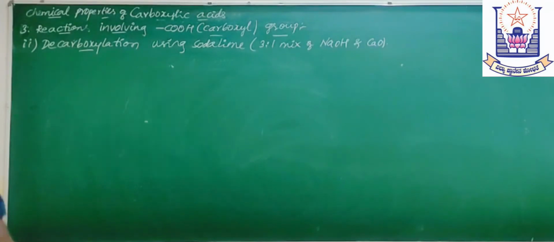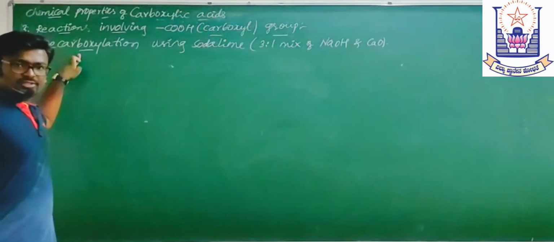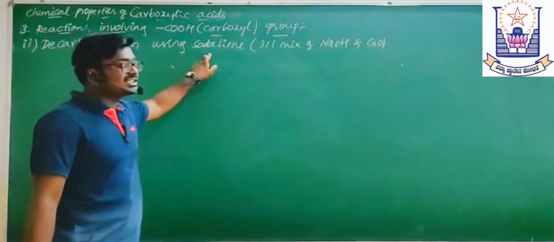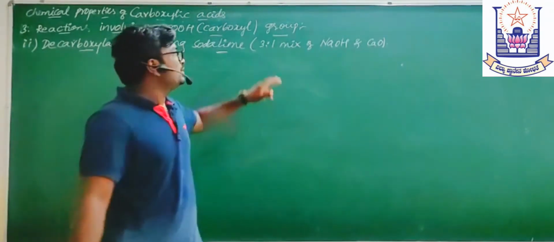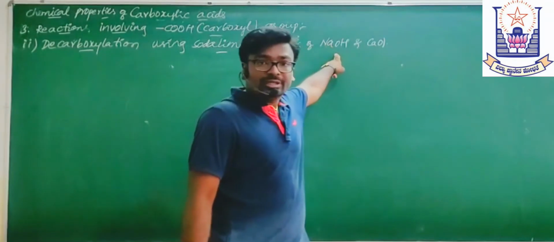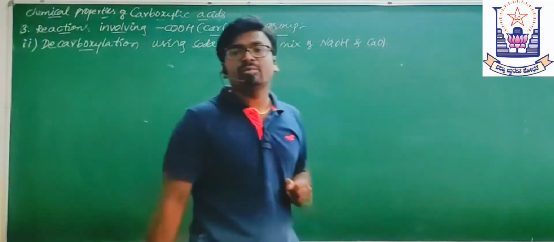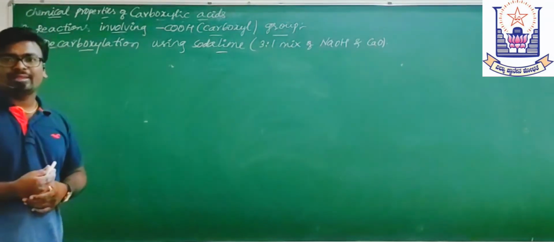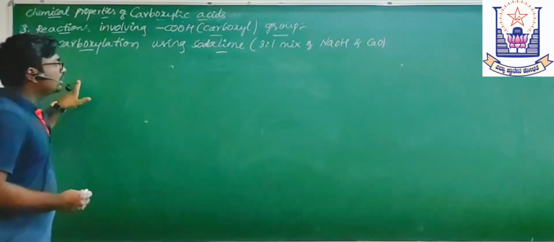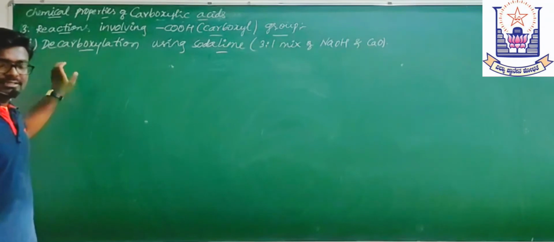Now let us take decarboxylation. How it is done? Using soda lime. What is this soda lime? 3:1 ratio of sodium hydroxide and calcium oxide. Calcium oxide is also called as quicklime. Let us see with a general equation.